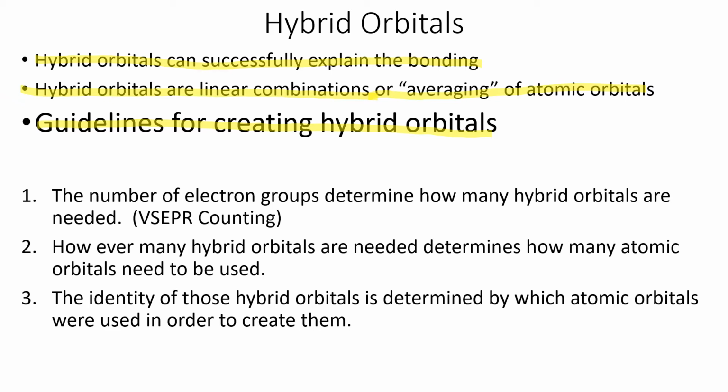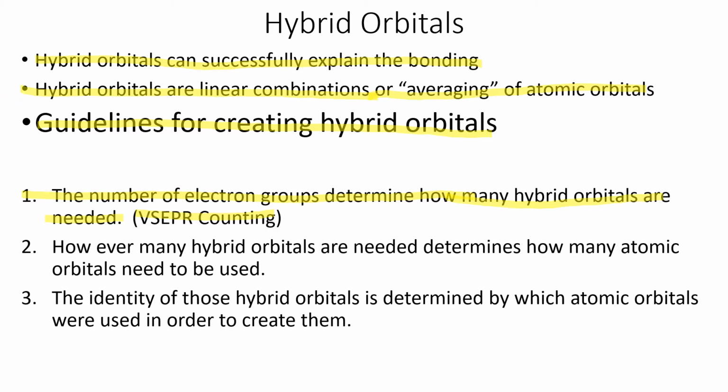So here are guidelines for creating these hybrid orbitals, and then we'll do a bunch of examples that use these guidelines. The first guideline says the number of electron groups determines how many hybrid orbitals are needed. For this, remember, you need to use the VSEPR counting, where a multiple bond, a double bond or a triple bond, only counts as one electron group. So how many hybrid orbitals you need goes back to the number of electron groups that you have.